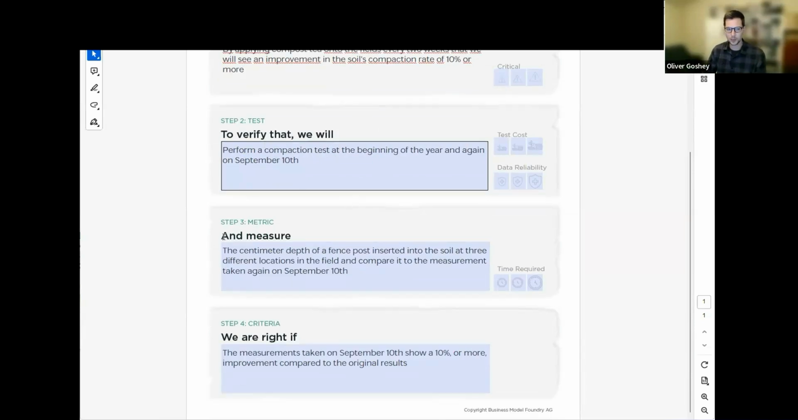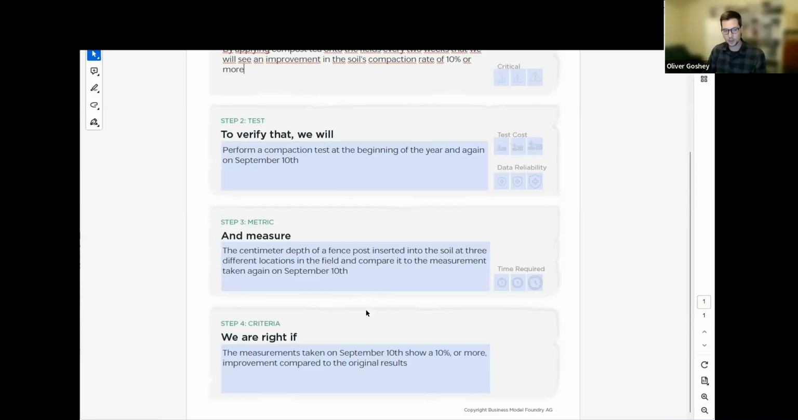In the metric, we start the statement by and measure. So what are we actually measuring through these actions? So in this case, it's the centimeter depth of a fence post inserted into the soil at 3 different locations on the field, and we will compare it to that measurement that is taken again on September 10th. So what you are measuring is the centimeter depth of a fence post inserted into the soil at 3 different soil sample sites so that you get a good overview. And this has to happen twice for you to be able to compare the results. So that's what is being measured.